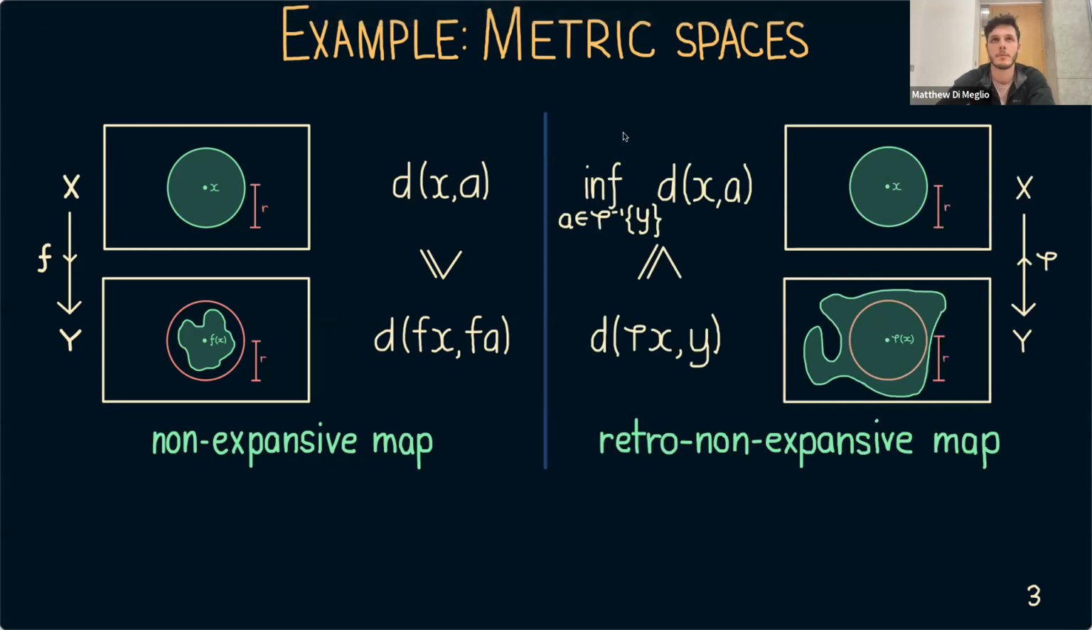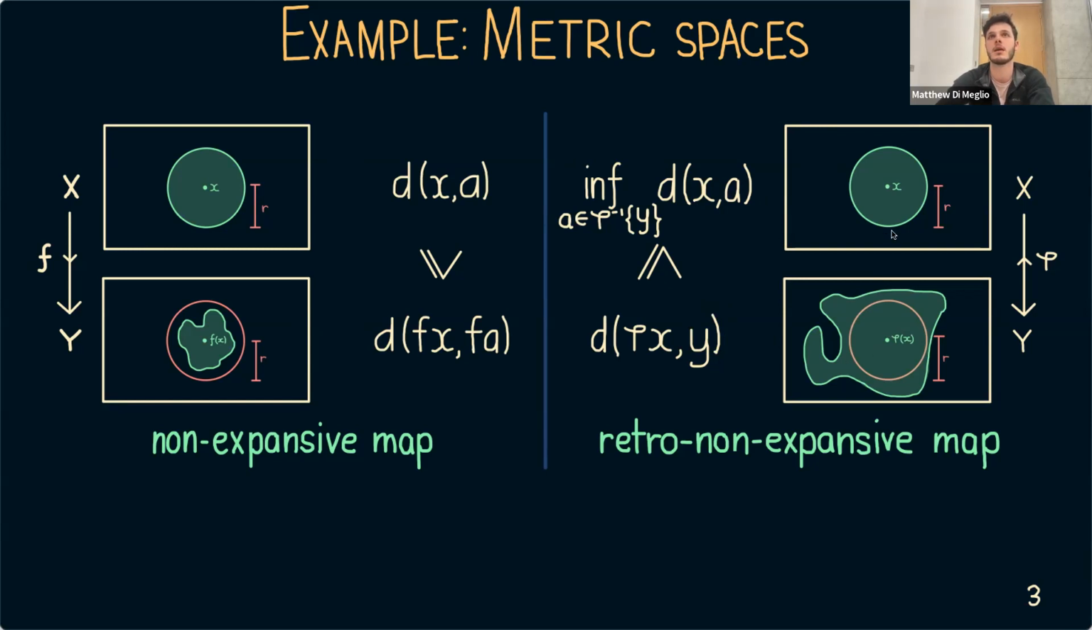So one characterization of retro non-expansive maps is for every point X in the domain and every point Y in the codomain, the distance from phi of X to Y should be greater than or equal to the infimum over all points A in the fiber over Y of the distance between X and A. So that's one way of characterizing the retro non-expansive maps.